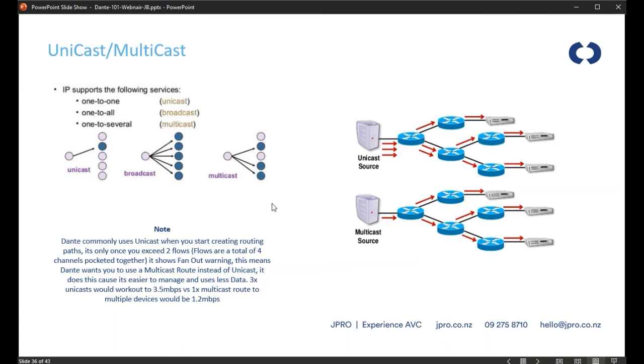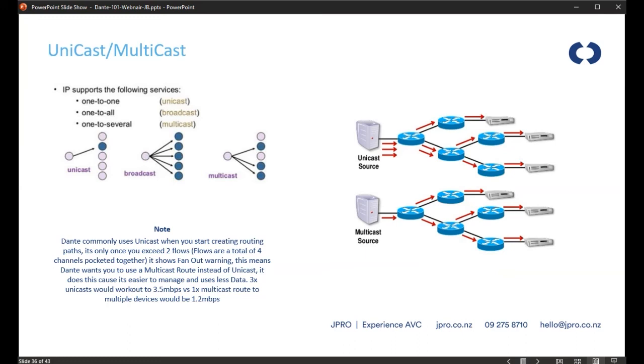Now, what makes this different is that when you commit a unicast, it's a singular stream to a device. So when this device requests that, it gets that. When this device requests that, it gets that. When this device requests that, it gets that. It's singular. But notice this creates 3 streams from that device, so lots of streams. Now, Dante will do this thing as soon as you exceed more than 2 flows. It will tell you that there's a fan out error.